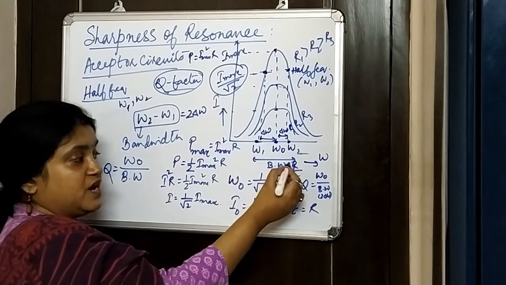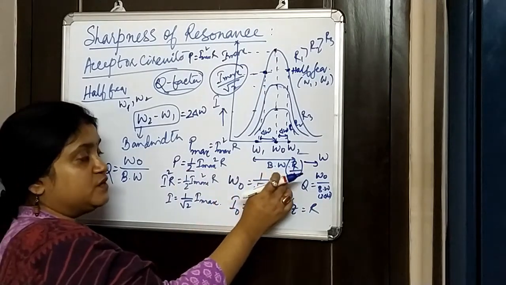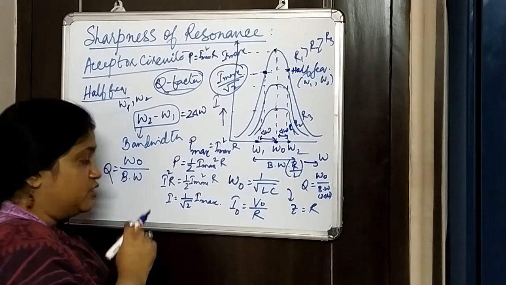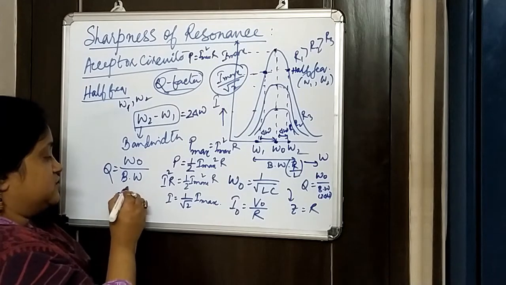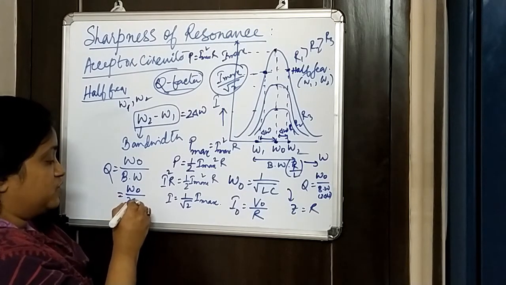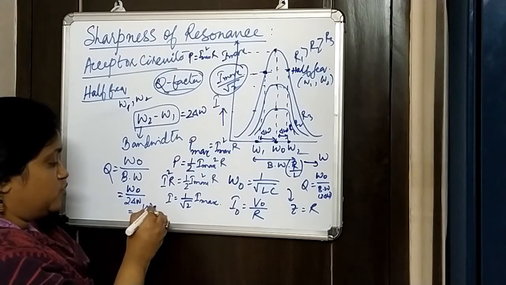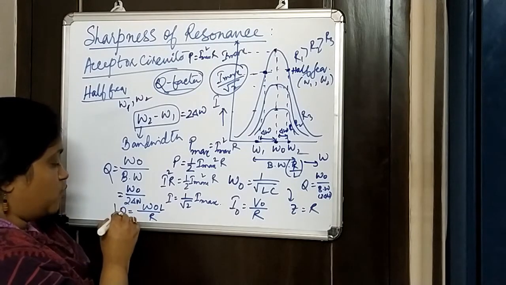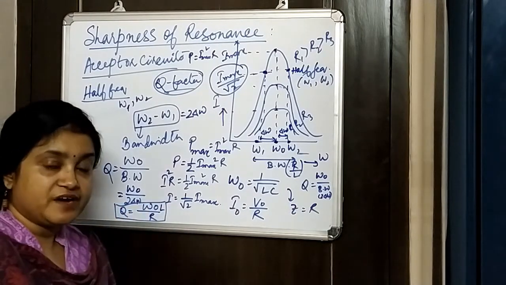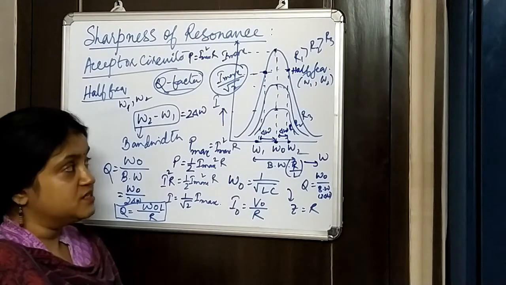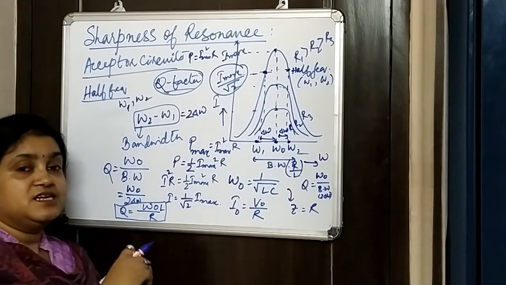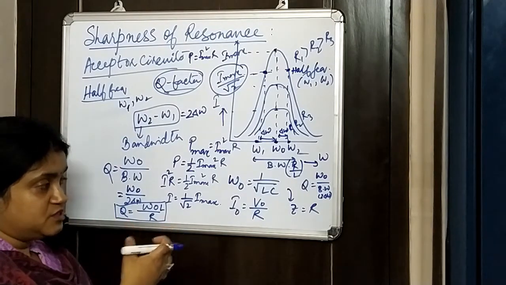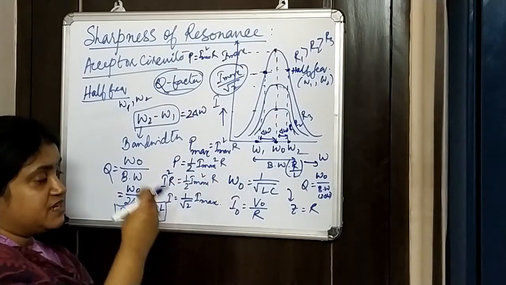Now this bandwidth, I am not going into the calculation, but if you calculate, you will get the bandwidth, which is 2 del omega, equal to R by L. So this is called the quality factor or Q factor of the circuit, and this gives us the sharpness of the resonance curve. And just to remember, there are a few points that I have mentioned here.